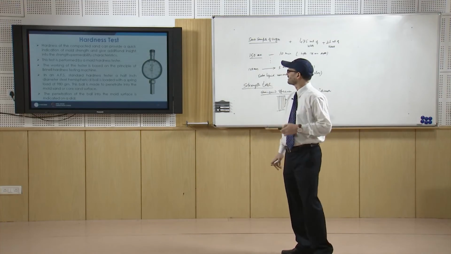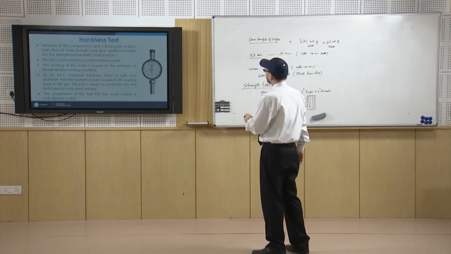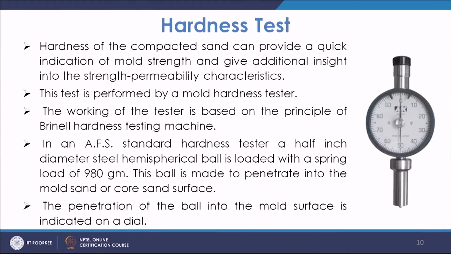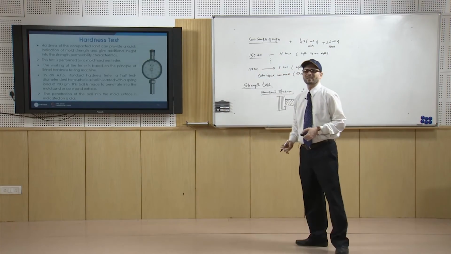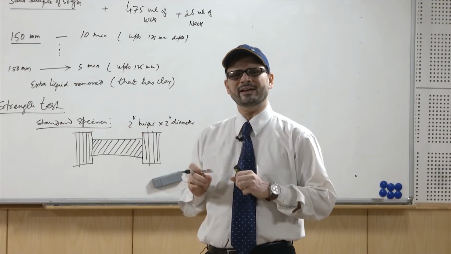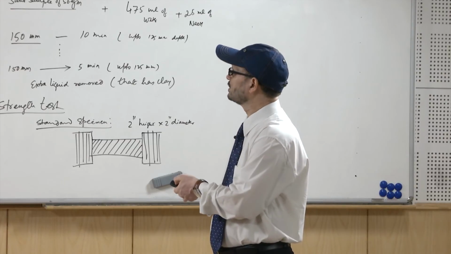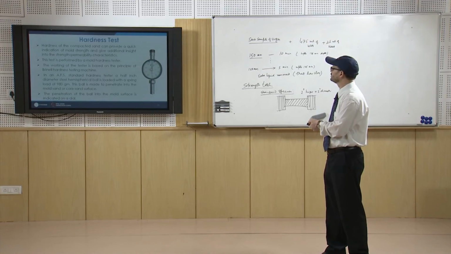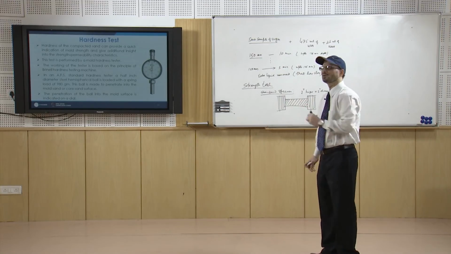Then other tests are like the hardness test. So, for the hardness test, such a unit is available, that is a hardness tester, the mold hardness tester. Here also you have an indenter at the end. It is allowed to fall on the sand, and depending upon the impression it generates, its value is from 0 to 100, and you can have the value of this mold hardness. So, how much it penetrates into the mold sand or core surface, based on that you will have the mold hardness number.